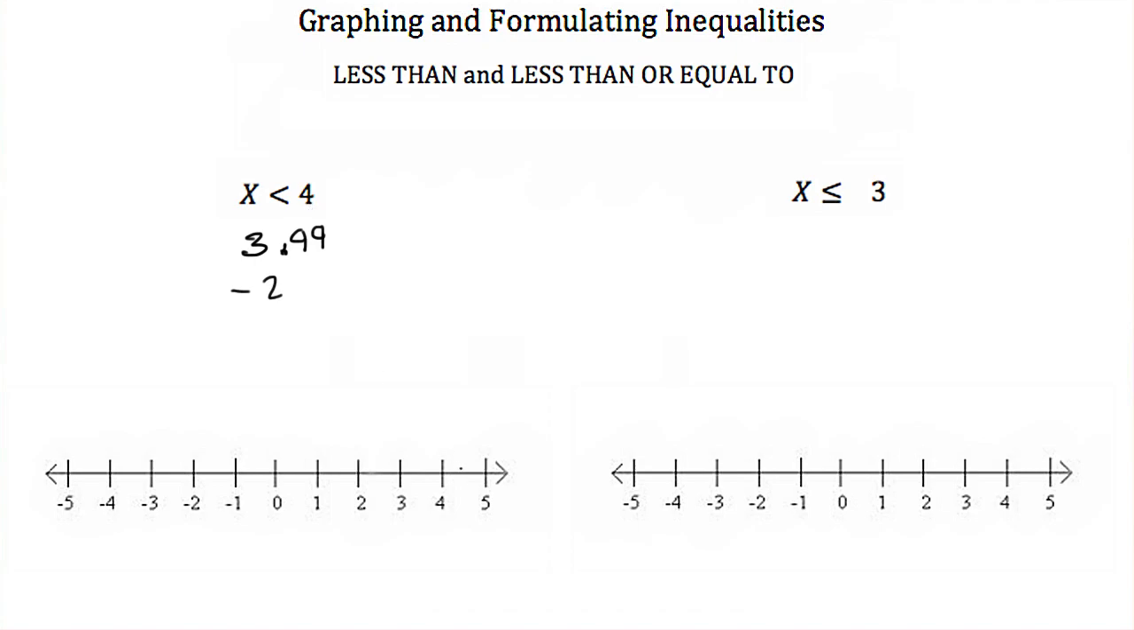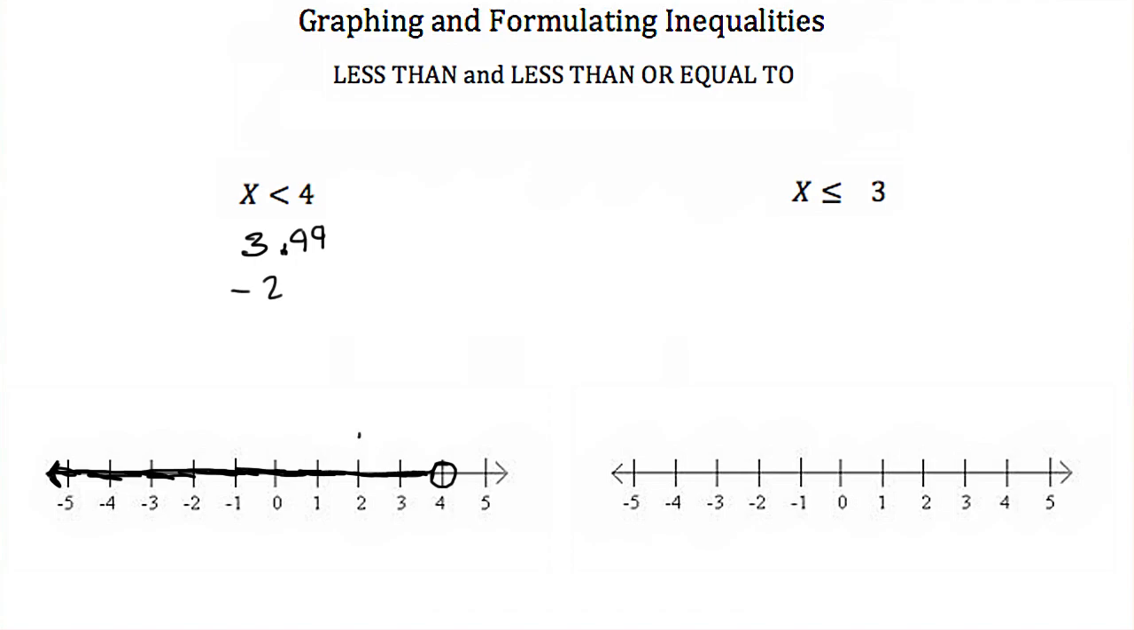So what you would do is you'd come to 4 on the number line. And again, you would put that open circle to indicate that 4 is not a possible answer. And then since x can be any number less than 4, you would fill in your number line with everything to the left of 4, because all of these numbers are all possible values for x.